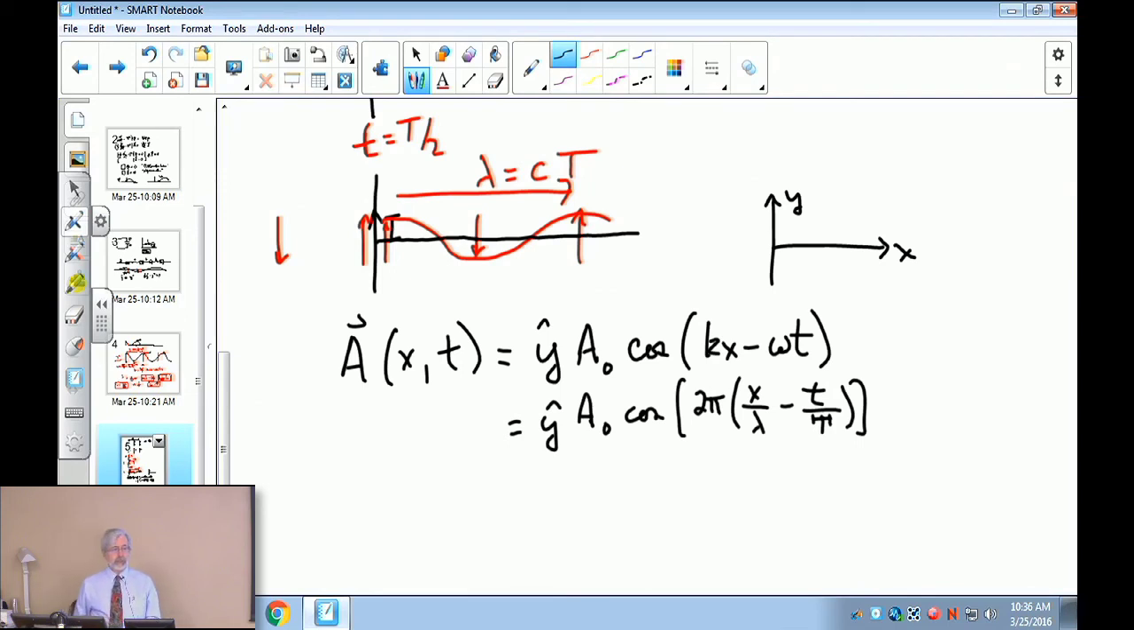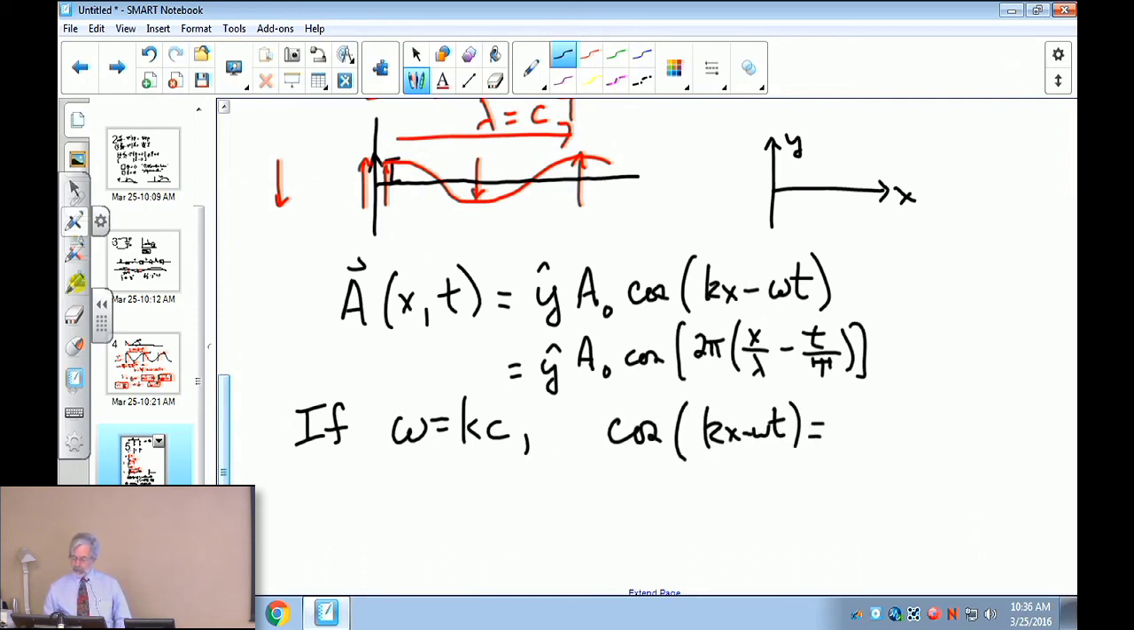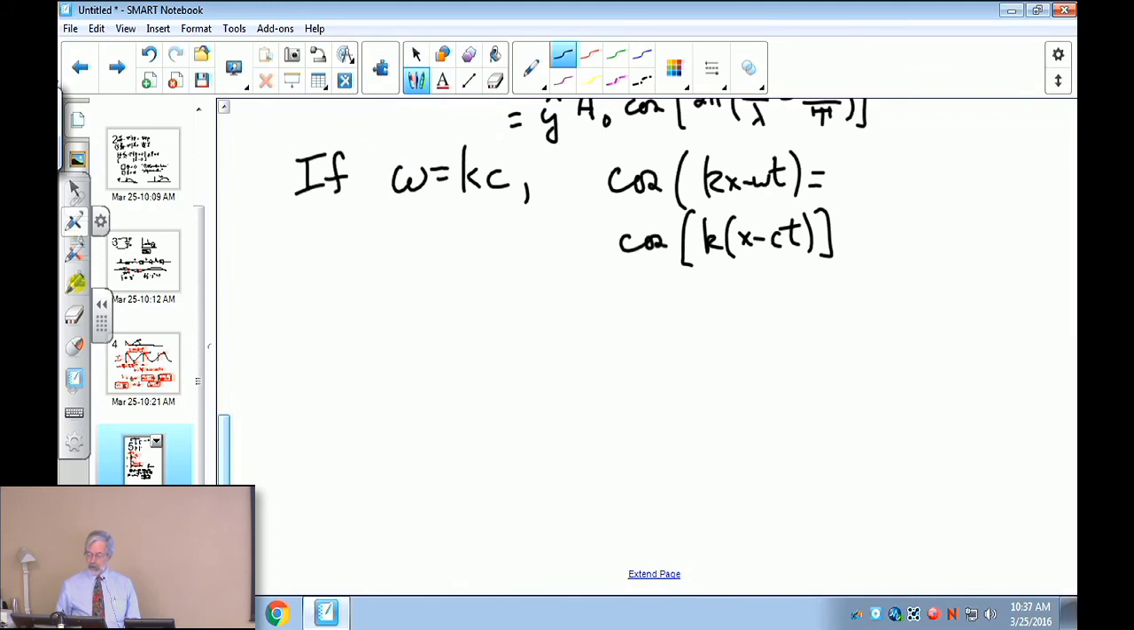Now this fits what we had before. Remember, if omega is kc, then in this form, cosine kx minus omega t, we can factor out a k from the piece inside here: k times x minus ct. It's another way of writing it. And you recognize that. Remember, we said that was a generic solution to the wave equation. Anything propagating to the right is a solution to the wave equation, right? How do we know that this propagates to the right?